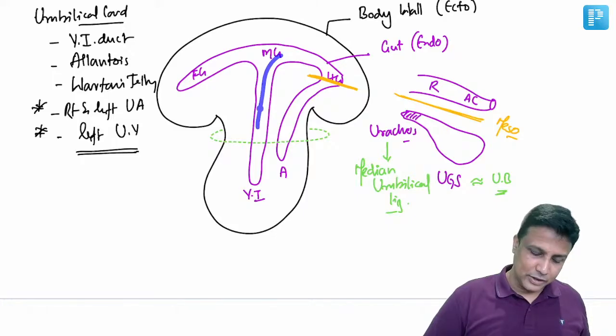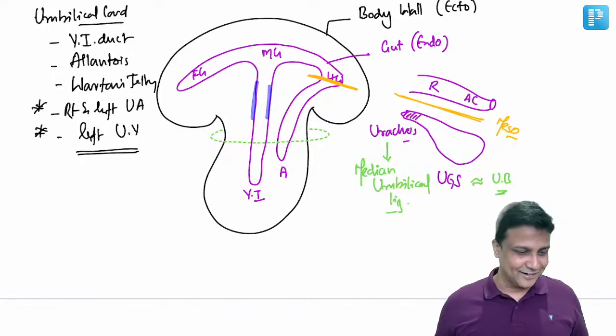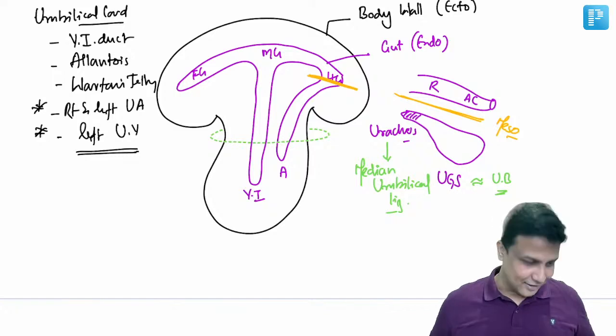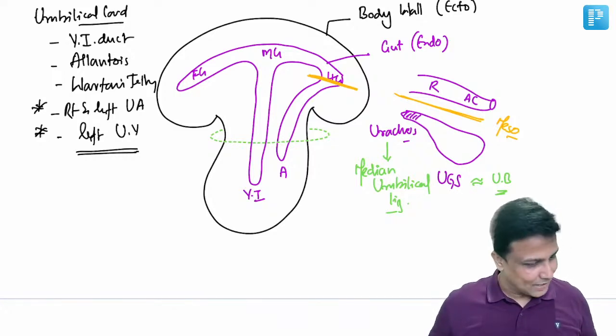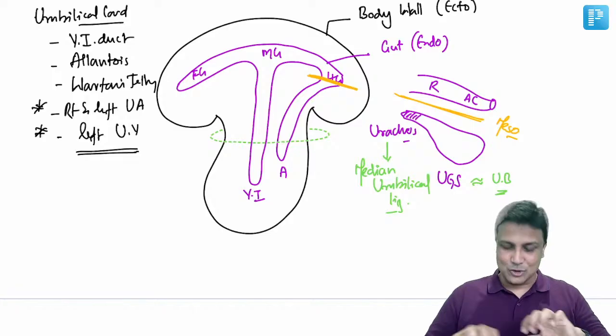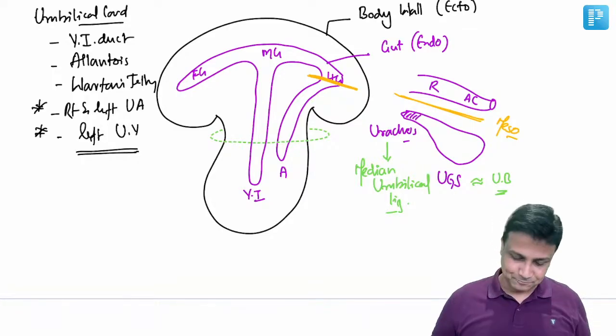If meconium is coming out of the umbilicus, it is due to persistent vitello-intestinal duct. I hope the concept is crystal clear. Yeah, absolutely correct, Dr. Imran, Dr. Bella, absolutely correct. Fine. So all these conditions have been asked in your exam. Please take care about that.